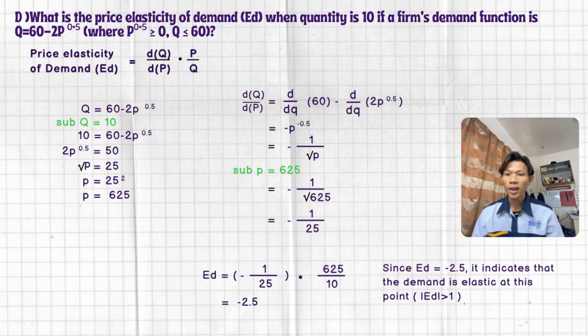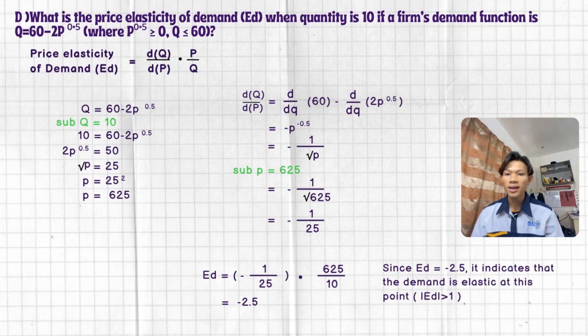Now we need to calculate the price elasticity of demand using the formula ED equals dQ/dP times P over Q. Substituting the values into the ED function, ED equals negative 1 over 25 times 625 over 10. And after solving, we get the final answer is negative 2.5.